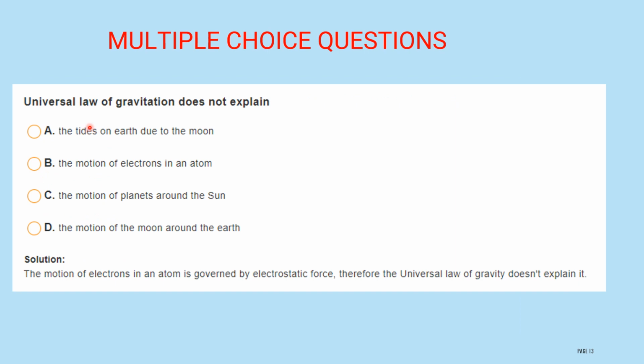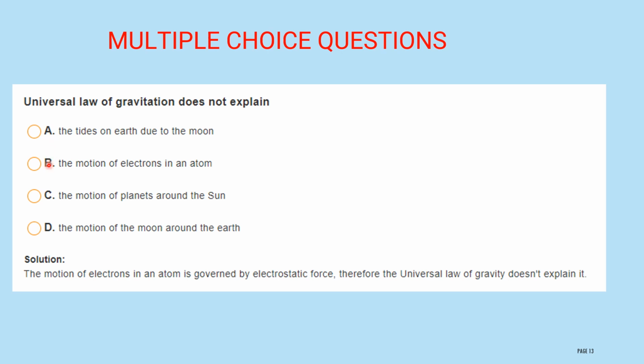Which of these four statements is not explained by the universal law of gravitation? Option A, the tides on Earth due to the Moon. Yes, the tides on Earth due to the Moon are explained by the universal law of gravitation.